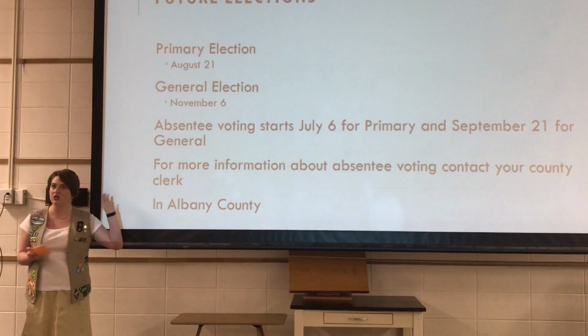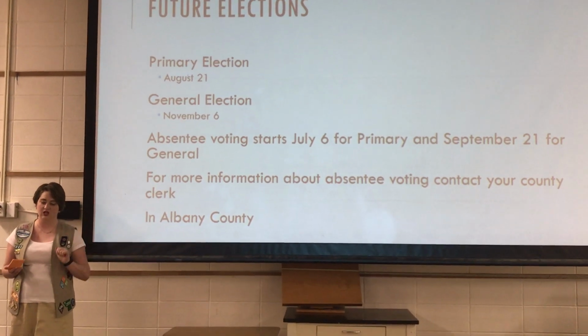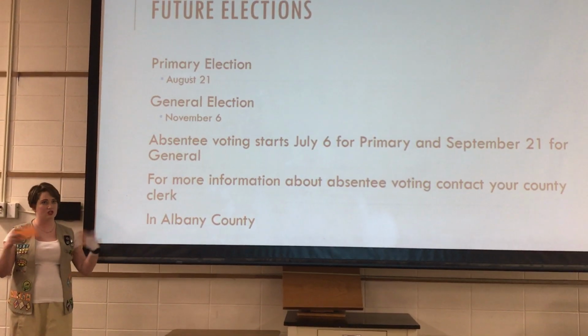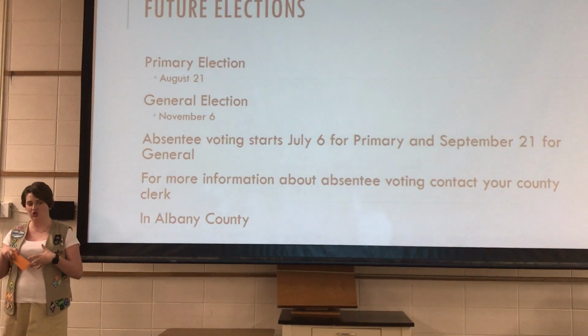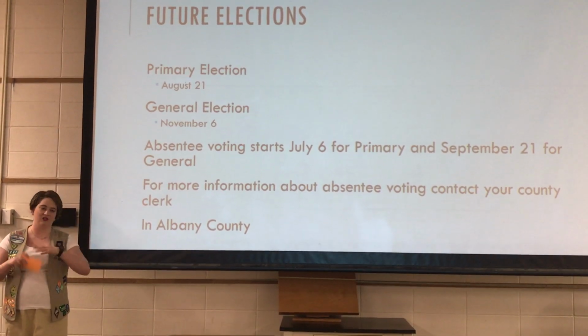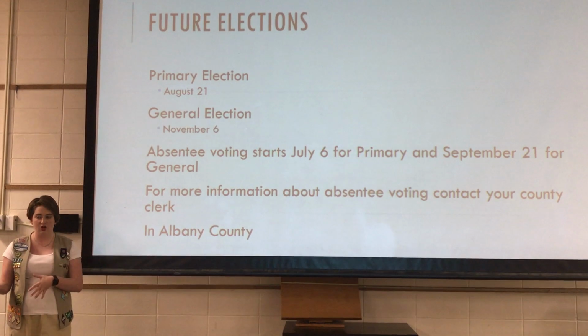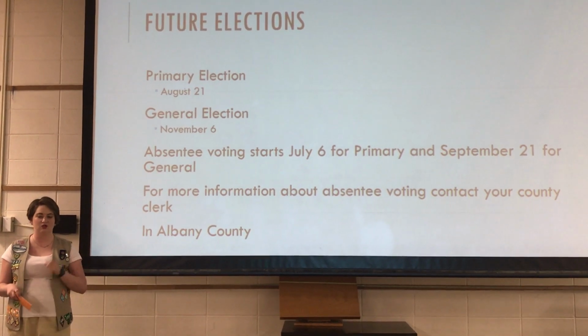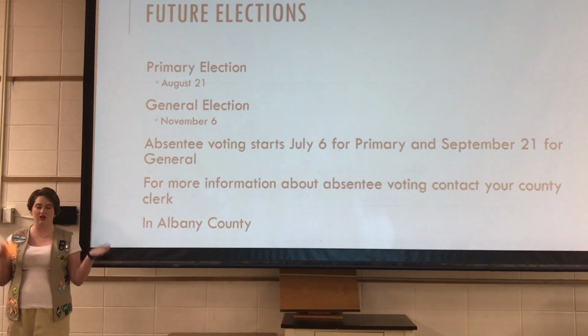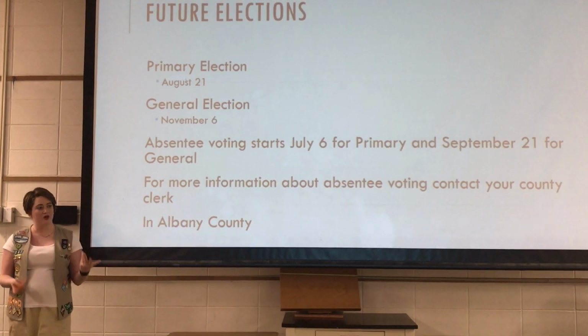The primary election is August 21st. Primary elections are used to consolidate the field for the general election. So instead of having 20 people running for governor in our general election, you will consolidate down to 1 person from each party and whatever third parties end up on the ballot that year.